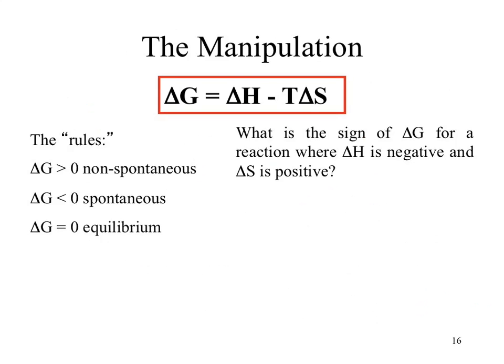So we can go back to some manipulations now. I will mention that I am a big fan of these kind of manipulations. They will show up on your exam, largely because you don't have to do any mathematics to solve anything. You can just go through and solve based on some simple numbers or some simple approximations. So as far as our rules go, if delta G is greater than 0, we're looking at a non-spontaneous reaction. Delta G less than 0, it's spontaneous. Delta G equals 0, we're at equilibrium. So what is the sign on delta G for a reaction where delta H is negative and delta S is positive?